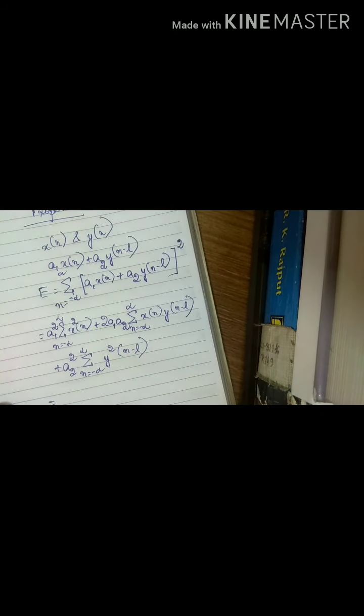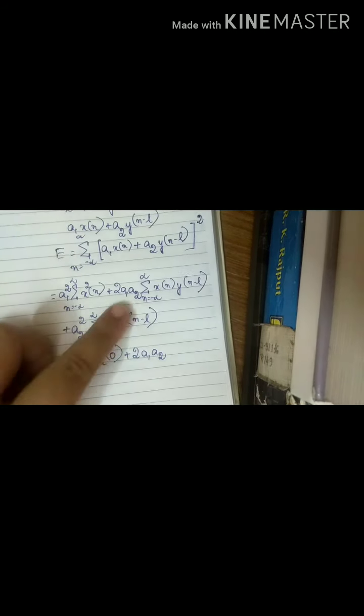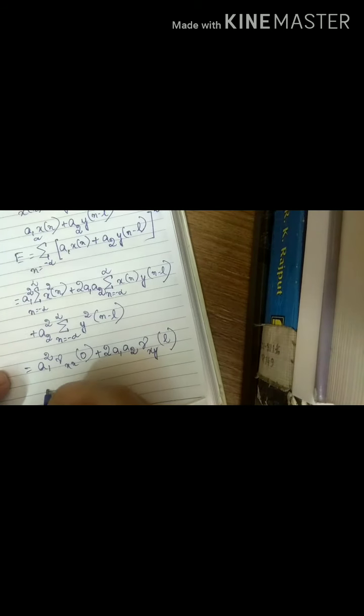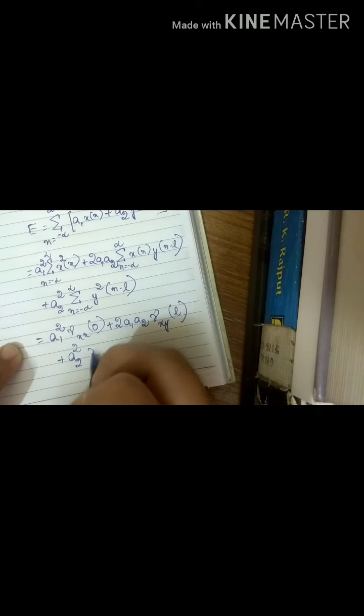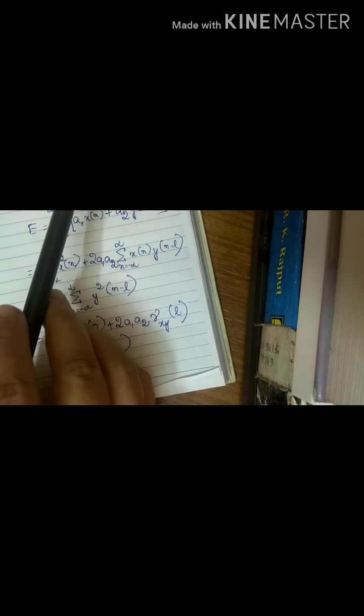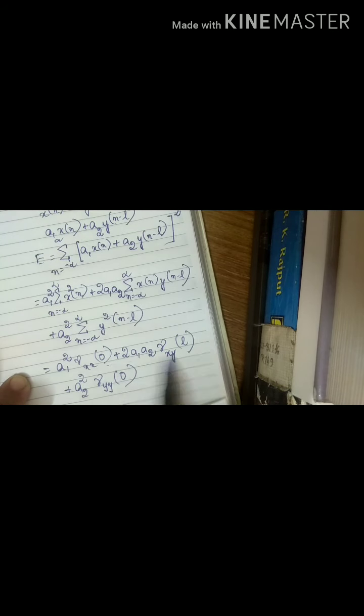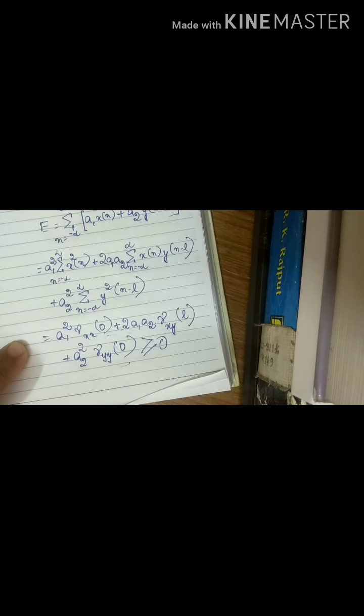So from here we can say the first term is basically the autocorrelation, which indicates that the lag is equal to 0. So we can write it as a1 square gamma xx(0) plus twice a1 a2 with the remaining same. This expression we can write as the cross correlation gamma xy(L), and the last one again as a2 square gamma yy(0). Since the energy of the two signals x(n) and y(n) are finite, this whole expression must be greater than or equal to 0.